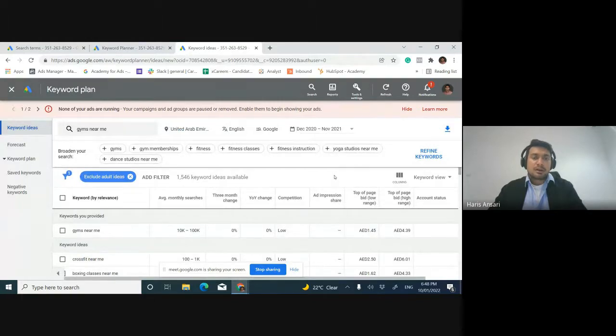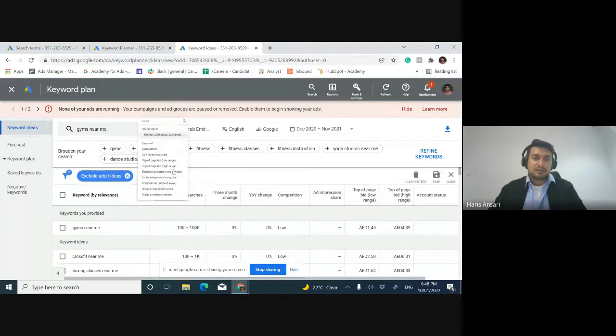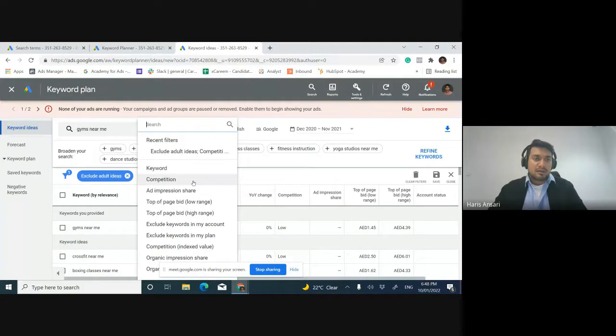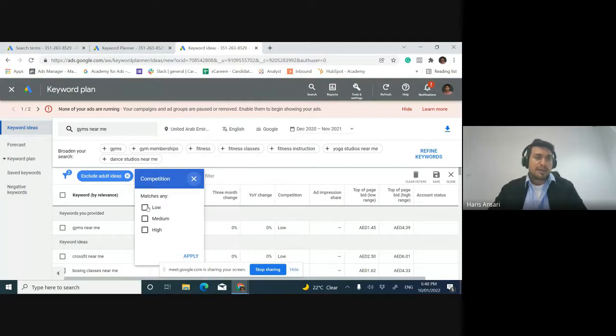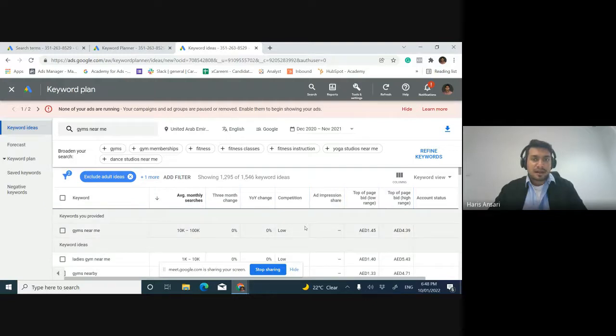What you can do, in order to find keywords which are high in volume and not competitive at all, is add filters to it. You can add a filter like competition, keywords which are low in competition, and then sort it by average monthly searches. That's how you're going to get the keywords which are high in volume but low in competition. There you can run ads and get results in a much more cost-effective way and without facing much competition.